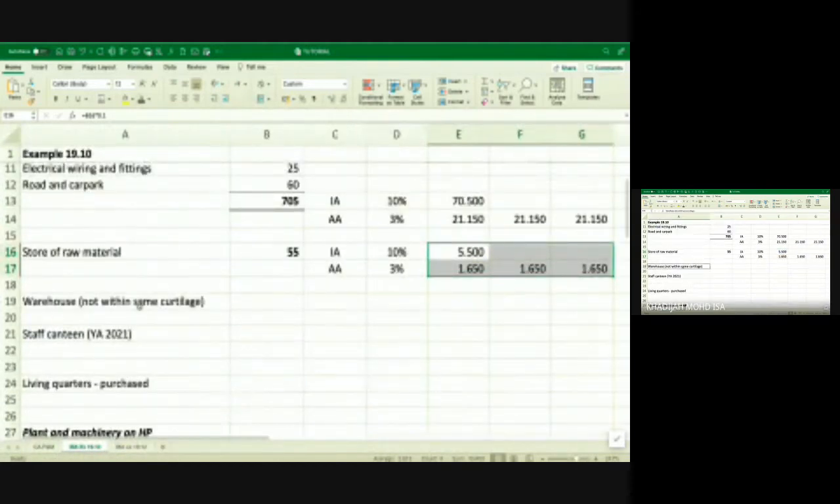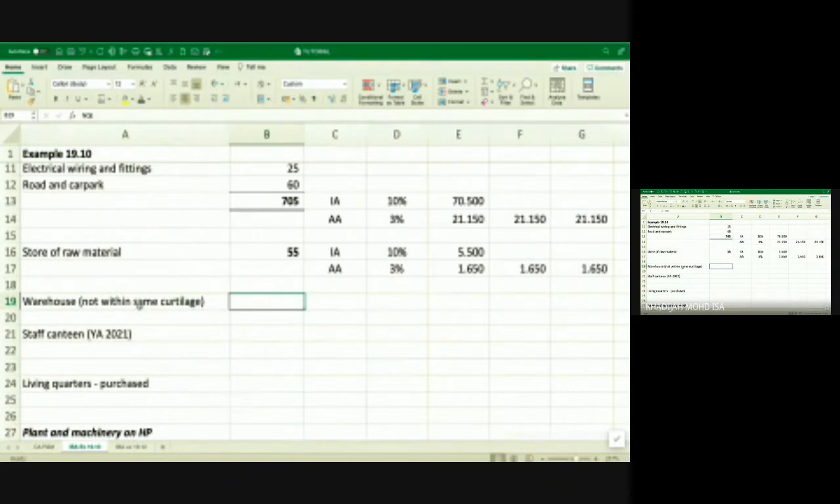The warehouse is not within the same curtilage. Why? Because it's 30 kilometers away from the factory. So it's not within the same curtilage, and that's why it's non-qualifying expenditure. Once it's non-qualifying, you don't have to compute, because you cannot claim IBA on non-qualifying expenditure. So there's no IA or AA; you don't claim anything on the warehouse.